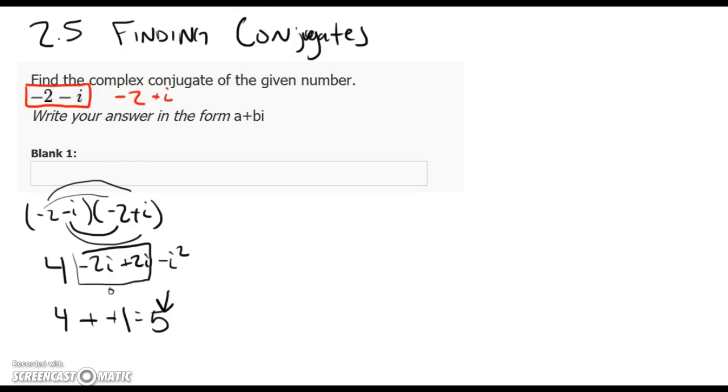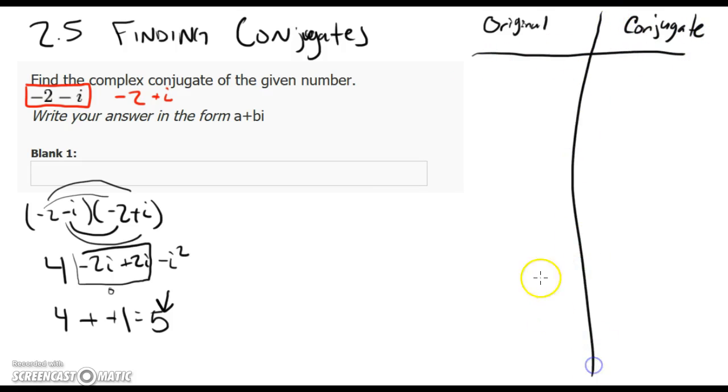Let's do a couple more examples. On the left-hand side, we'll have the original, and on the right-hand side, we'll have the conjugate. So we've got 5 plus 7i. The conjugate is 5 minus 7i. 3 plus 4i. The conjugate is 3 minus 4i.